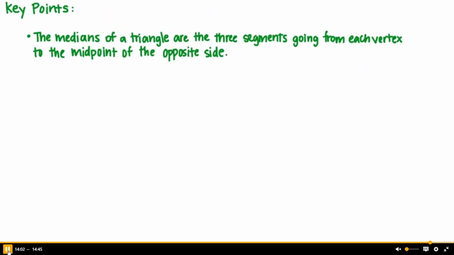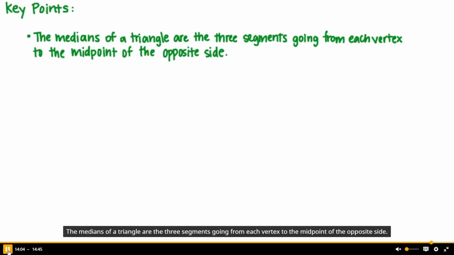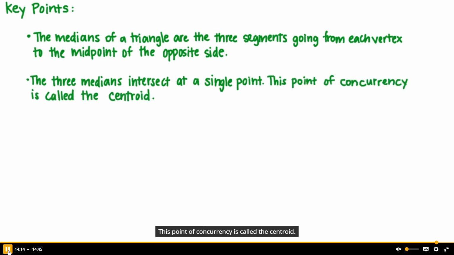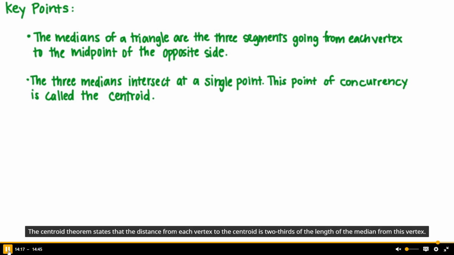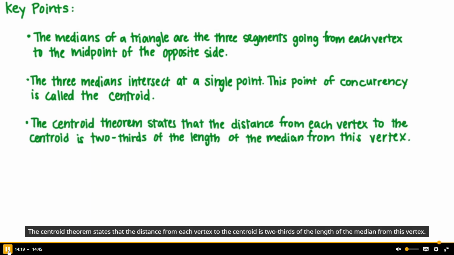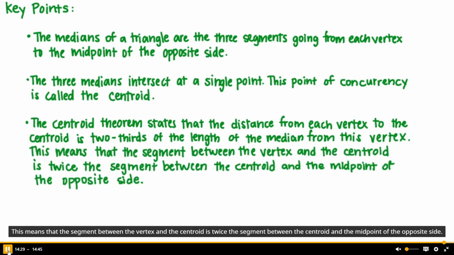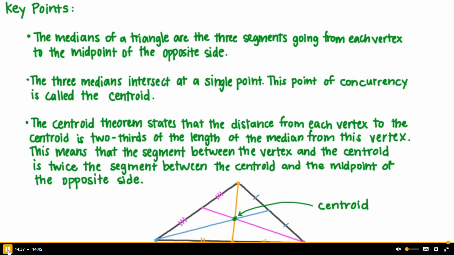Before we finish, let's review our key points. The medians of a triangle are the 3 segments going from each vertex to the midpoint of the opposite side. The 3 medians intersect at a single point. This point of concurrency is called the centroid. The centroid theorem states that the distance from each vertex to the centroid is 2/3 of the length of the median from this vertex. This means that the segment between the vertex and the centroid is twice the segment between the centroid and the midpoint of the opposite side.